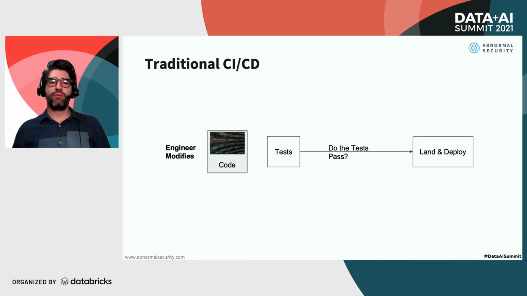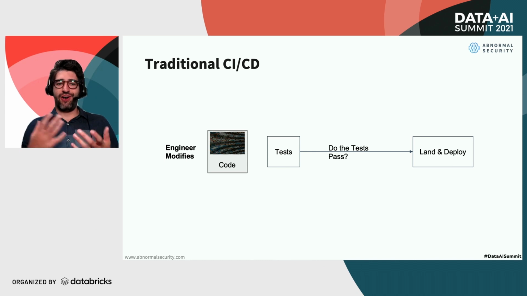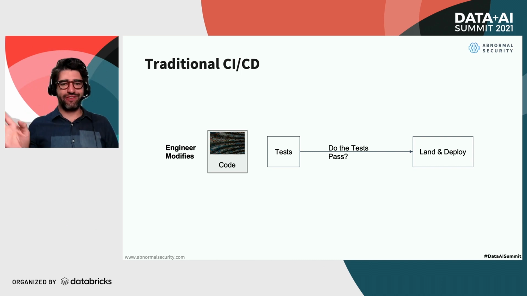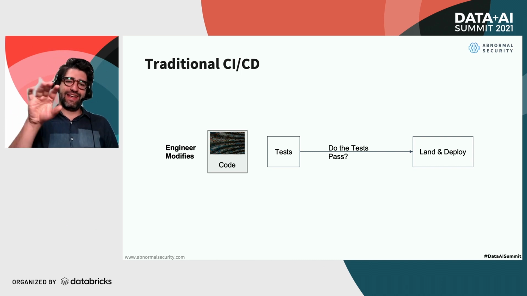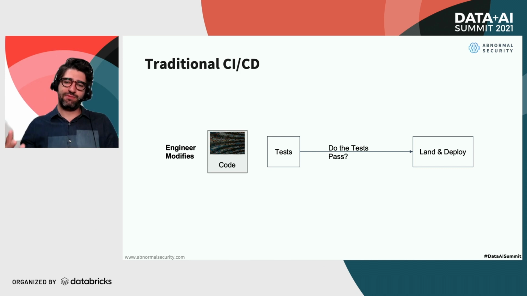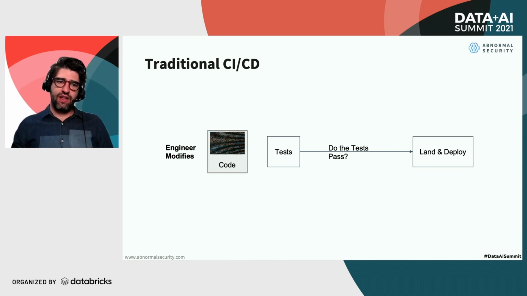Normal traditional CI/CD that's just for code involves an engineer modifying some code, making a change to a repository, pushing that, getting a code review on it, hopefully, and sending it into a CI/CD system. That CI/CD system runs tests, and essentially, it's maybe more complicated than this, but at the high level, if the tests pass, we land and deploy the code. And this should be familiar to most of you.